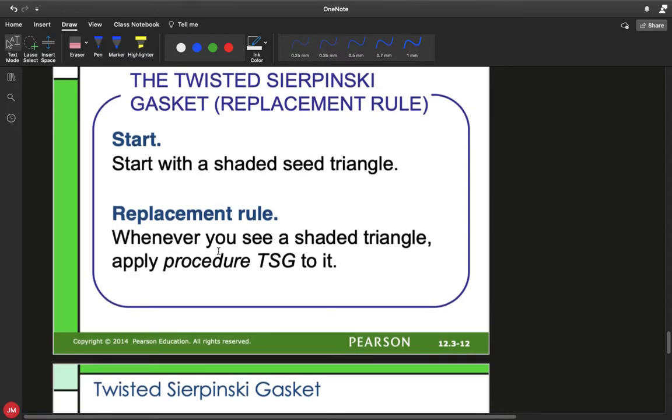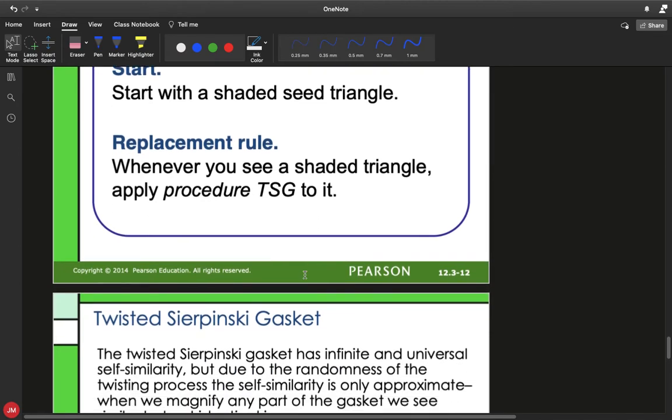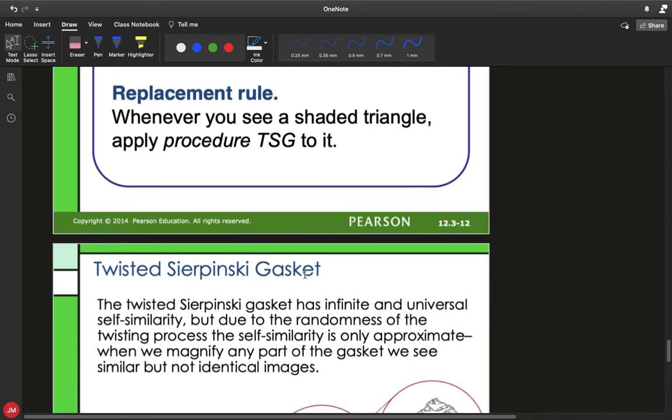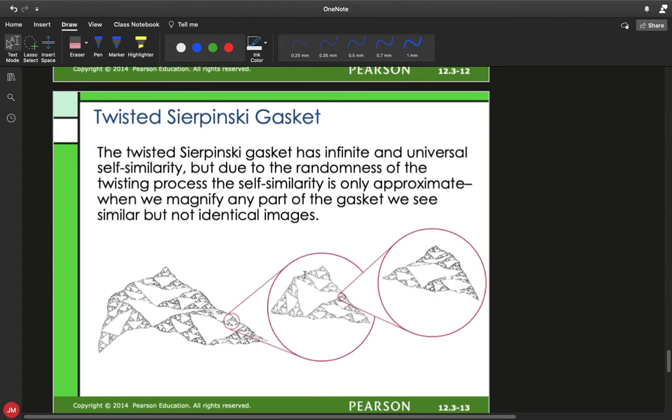So again, here was your replacement rule. You start with the original triangle. The replacement rule is whenever you see a shaded triangle, you apply that procedure TSG, which was to remove the inner triangle and then to move each of your midpoints in order to twist your triangle. But that's really it. Again, it's a pretty simple construction when you think about it.